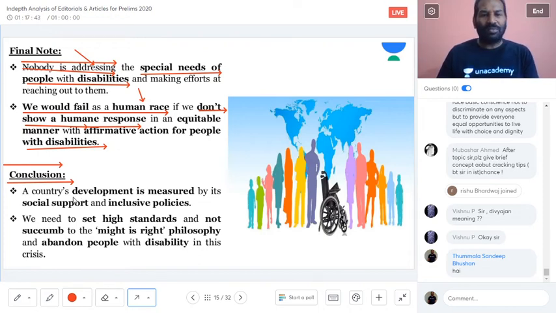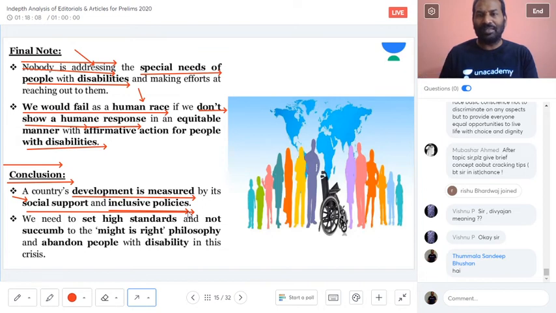A country's development is measured by its social support and inclusive policies. What is important is that a country will develop only when it has social support. It is not individual support. It has to be social support, and that has to take into consideration inclusive policies.